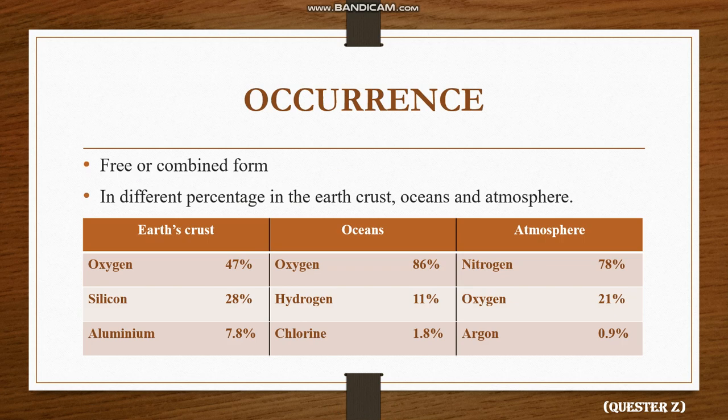Occurrence. Elements exist both in free and combined form, in different percentages in the earth's crust, in oceans, and in the atmosphere. Have a look at the different percentages in the different environments. In the earth's crust, oxygen is 47%, while in the ocean it is 86%, while in the atmosphere oxygen is only 21%. In the atmosphere nitrogen is 78%, the highest among the gases, while different ratios of other gases or elements are also present. Silicon is 28% and aluminium 7.8% in the earth's crust, while hydrogen and chlorine are 11% and 1.8% in oceans, while argon, the third most abundant element in the atmosphere, is 0.9%.